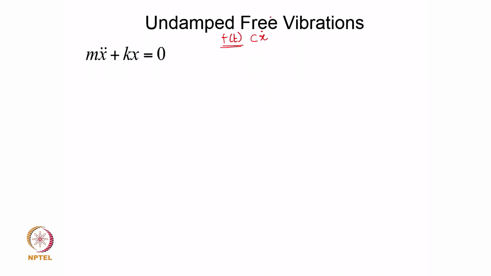Now, why we call it as free? Because nobody is forcing it to vibrate. So, it will vibrate freely without being dictated by any external excitation function. Why it is undamped? Because you do not have a dissipating term in the governing equation. All right. So, then the question is, if nobody is forcing it, how will it vibrate? So, we shall look into that aspect.